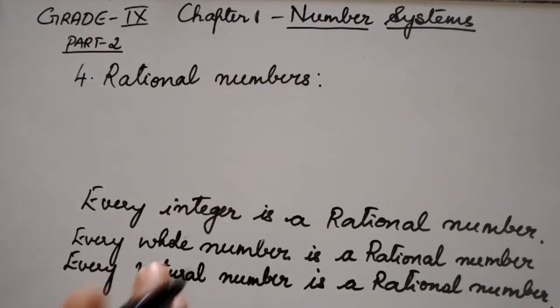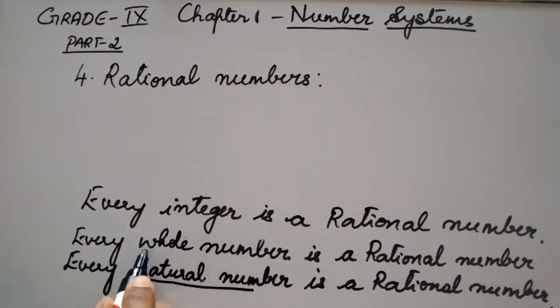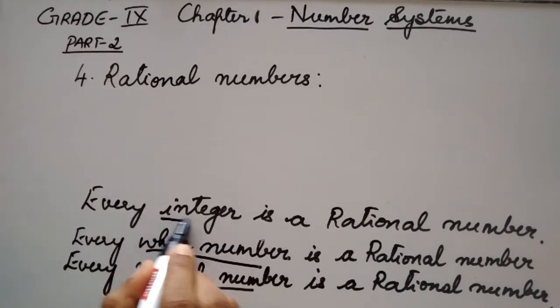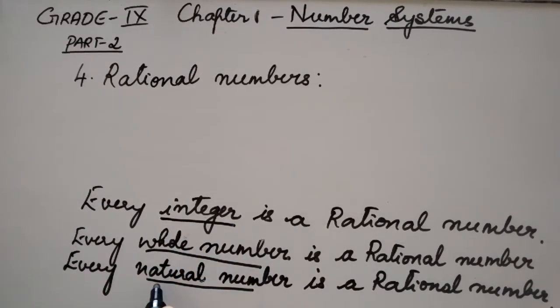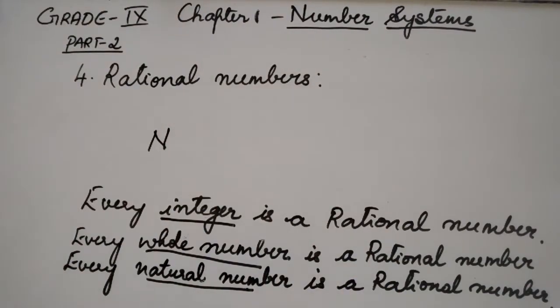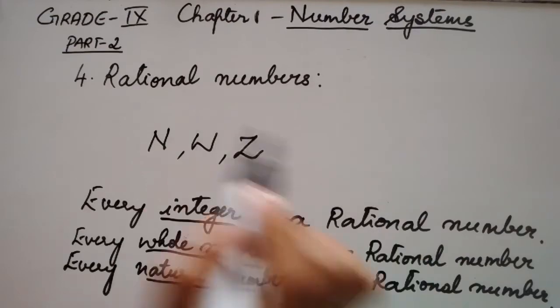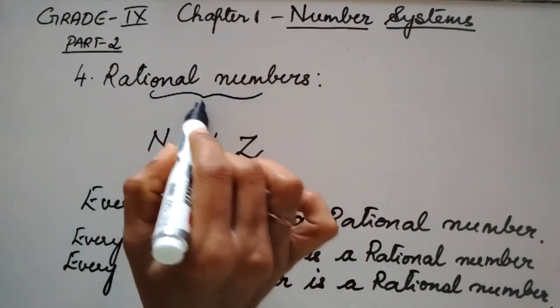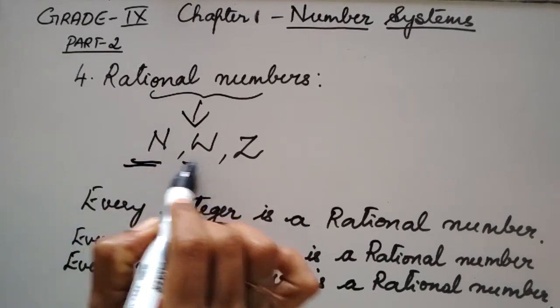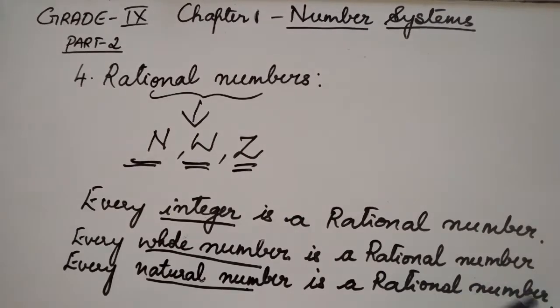So the rational numbers include the natural numbers, whole numbers, and the integers. Natural numbers are represented by the capital letter N, the whole numbers by the capital letter W, and the integers by the letter Z. So rational numbers include the natural numbers, whole numbers, and the integers. So is this clear, students?